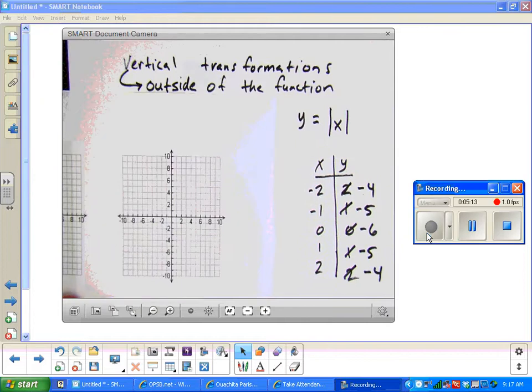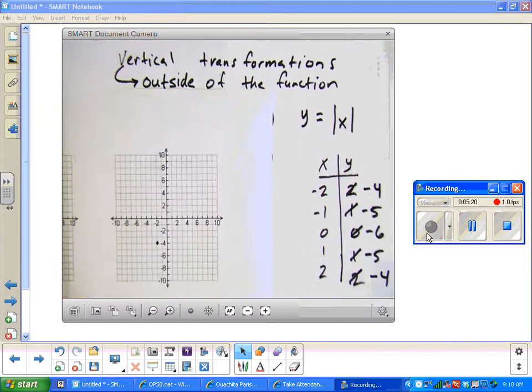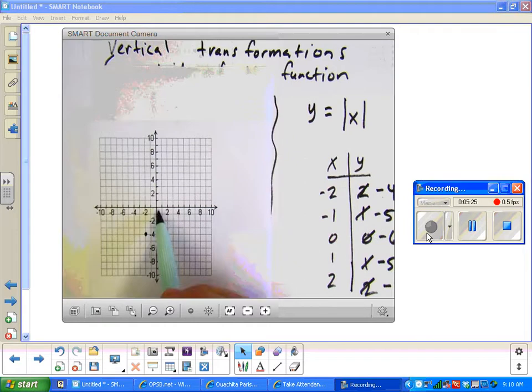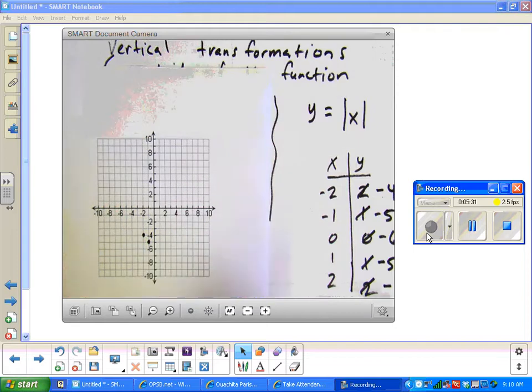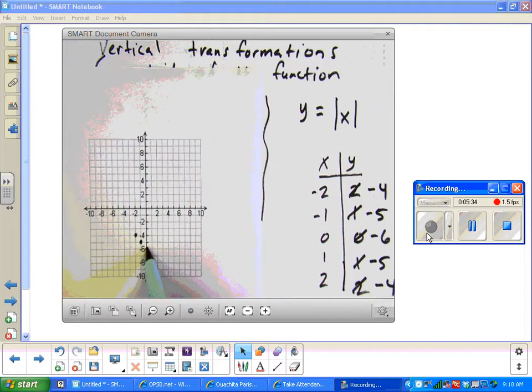All right, so now all I have to do is do my ordered pairs here. So -2, -4. And so usually the graphing part is the easy part because you've done all the work here. All right, then I got 0, -6. 1, -5, and then 2, -4. And so is that giving me what I should look at here, a V shape?